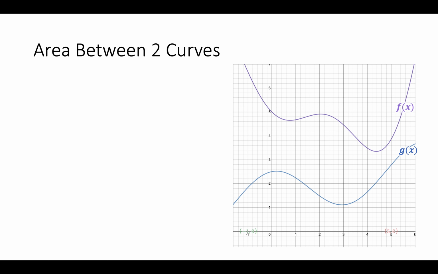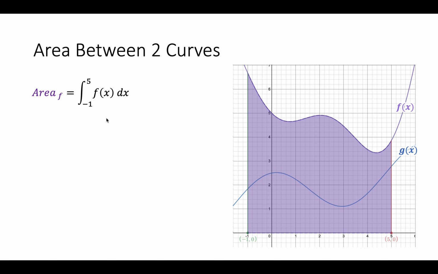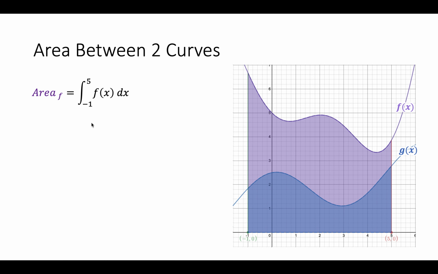Okay, you can use this same technique to find the area between two curves. So I've got two curves f of x and g of x here. I'm going to show you what that means. So let's look at f of x between minus 1 and 5. And the integral gives this purple area. That's the integral between minus 1 and 5 of f of x. G of x, that's the blue area, will be this integral here.